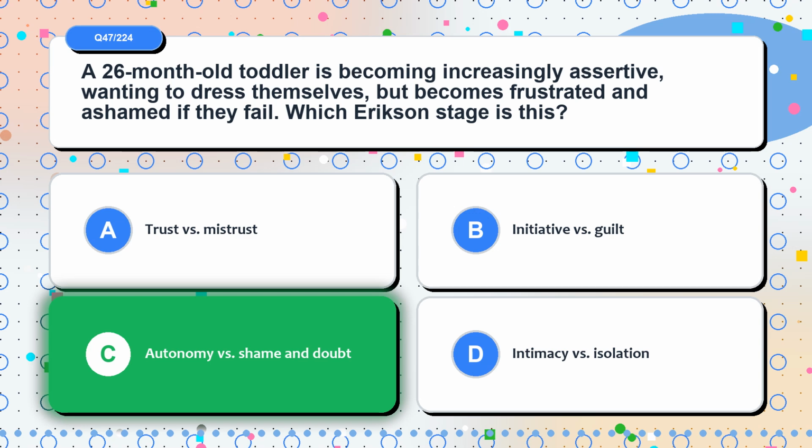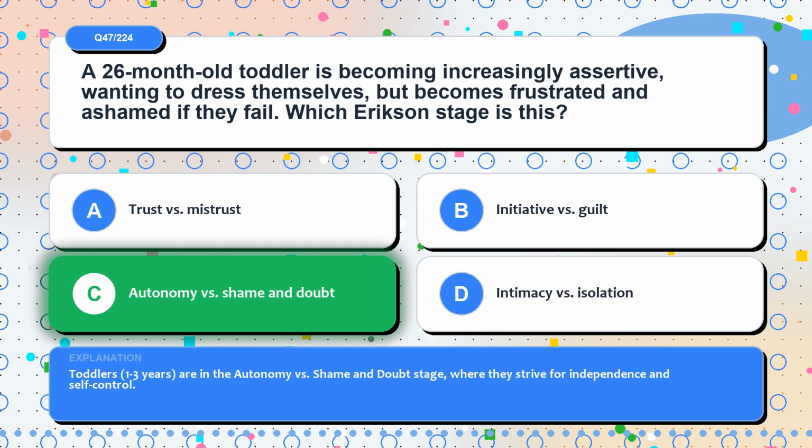The correct answer is option C, autonomy versus shame and doubt. Toddlers 1-3 years are in the autonomy versus shame and doubt stage, where they strive for independence and self-control.